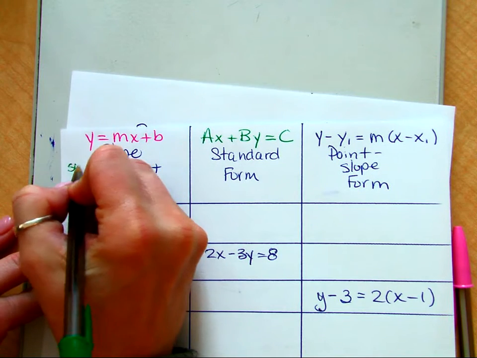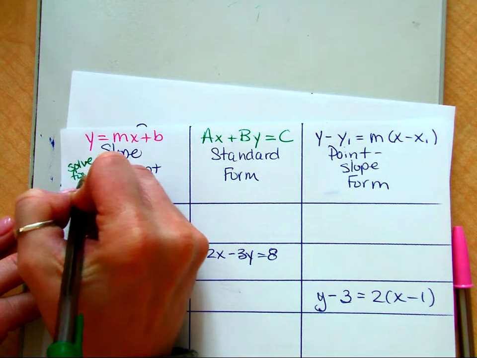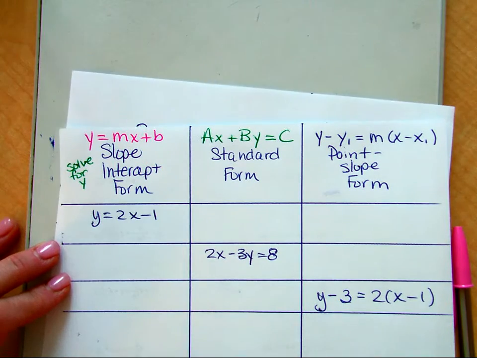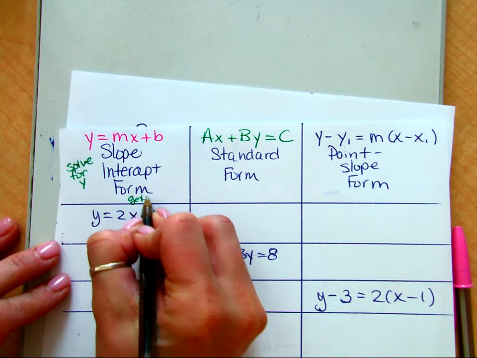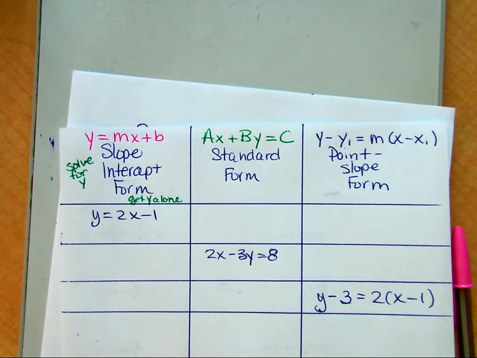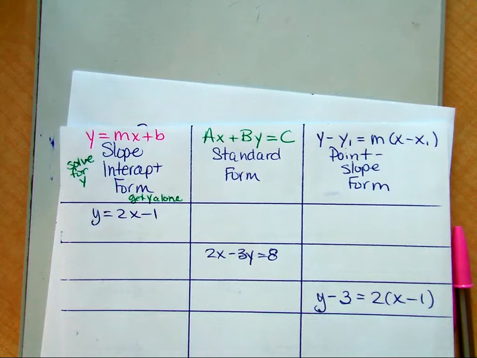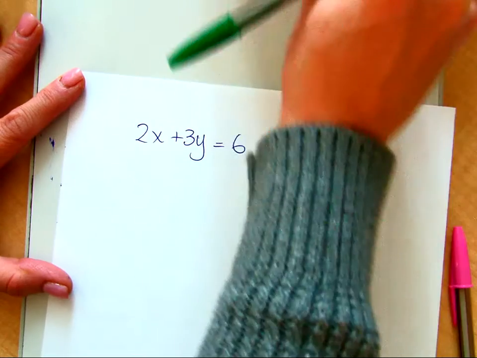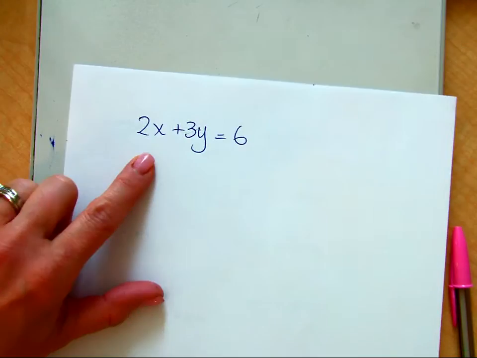Slope-intercept form just is a fancy way of saying get y alone. That's all it is. And then you have your x and your constant. It doesn't really matter the order of those, as long as y is by itself, it's in slope-intercept form. Okay? So let's go back to doing that.